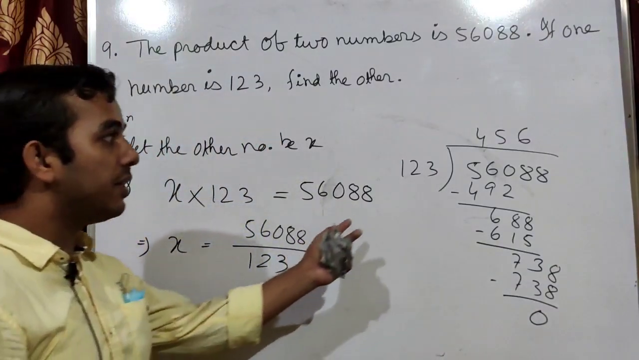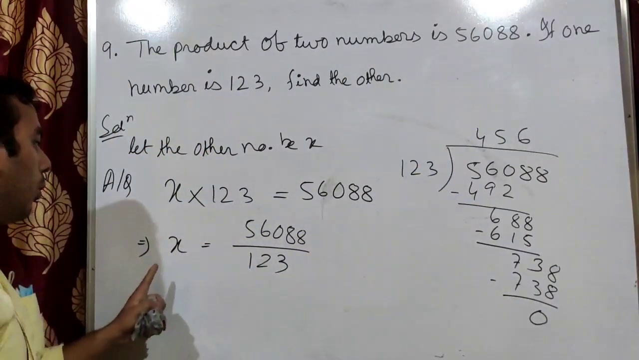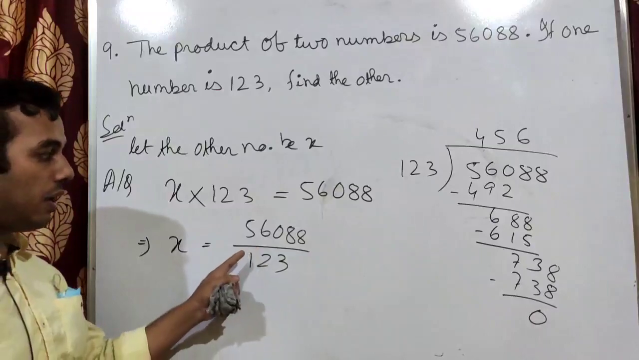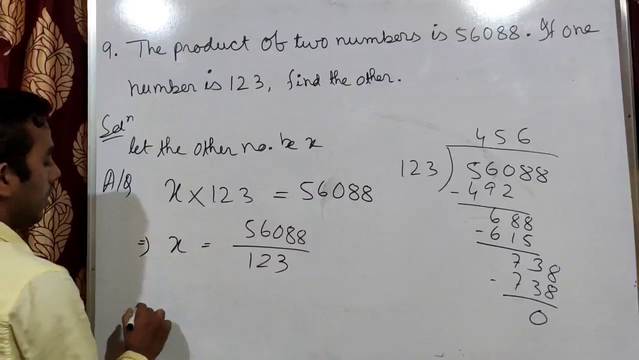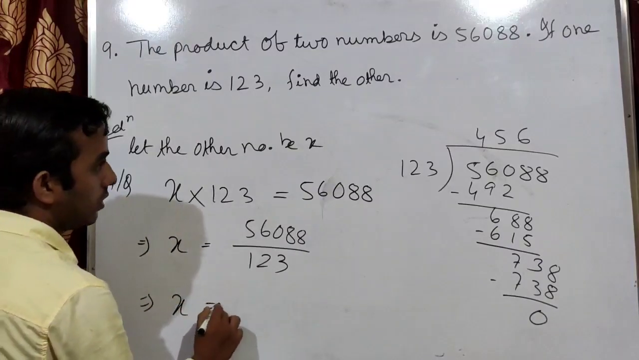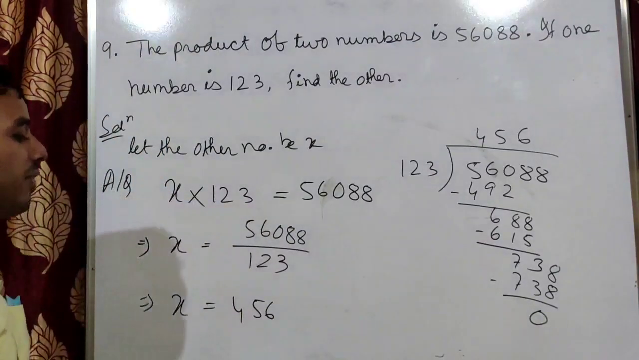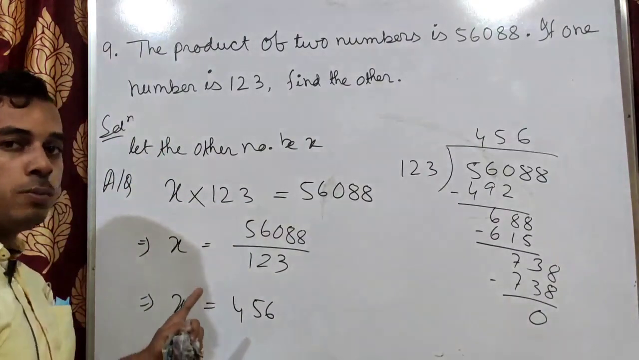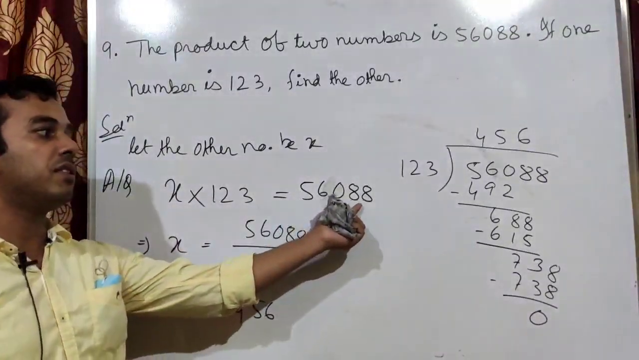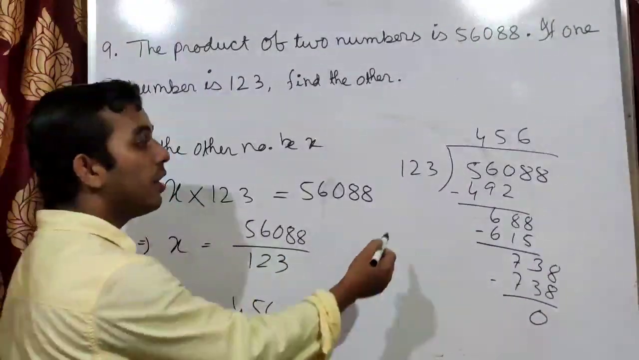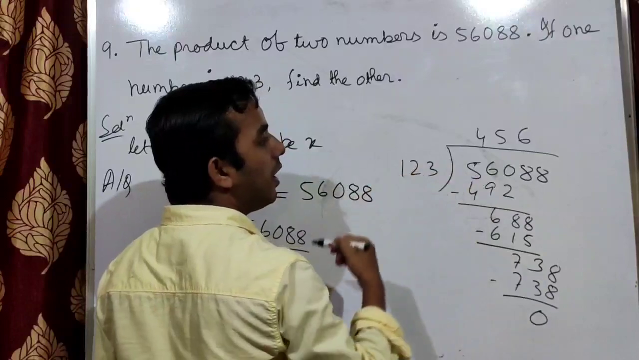Clear? You have to write this in your copy also. So what I want to say is that when we divide 56,088 by 123, we get our number, so we write x equals 456. That means the other number is 456. Now if we multiply 456 with 123, we will get 56,088. Here the same relation applies: divisor into quotient plus remainder is dividend.